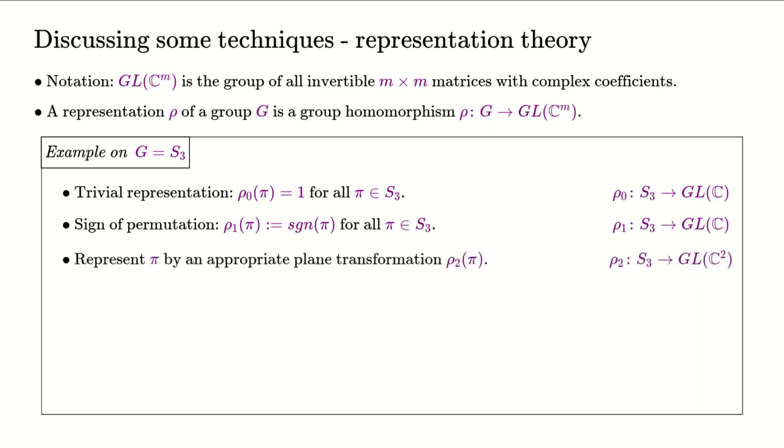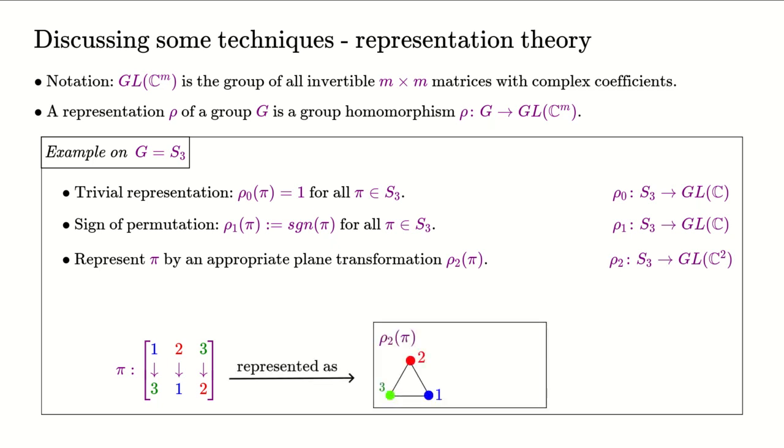Another representation is given by identifying a permutation by a transformation of a plane. Let us explain this by considering a permutation pi which shifts values 1 to 3 to the right, and explain what ρ2 of pi is. We can represent 1, 2, and 3 as vertices of an equilateral triangle, and then the permutation pi is actually a rotation of this triangle by 120 degrees.